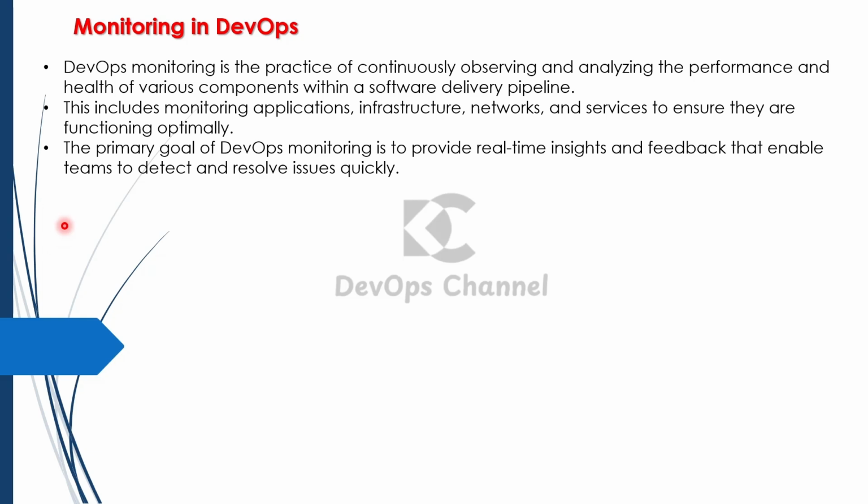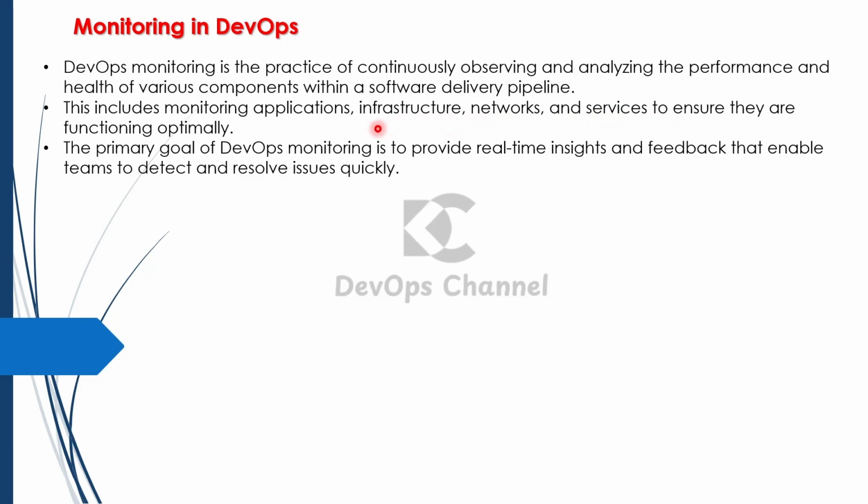DevOps monitoring is the practice of continuously observing and analyzing the performance and health of various components within a software delivery pipeline. This phase is very important for delivering software to our customer. It includes monitoring the application, such as its KPIs or performance, and any infrastructure behind it, how the networking is working, how the load is going in and out, and the other related services. You can monitor all of them.